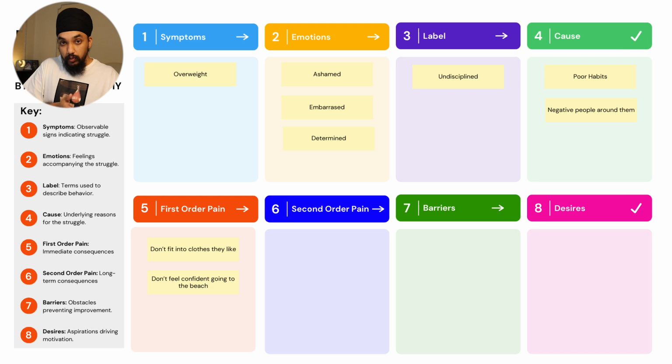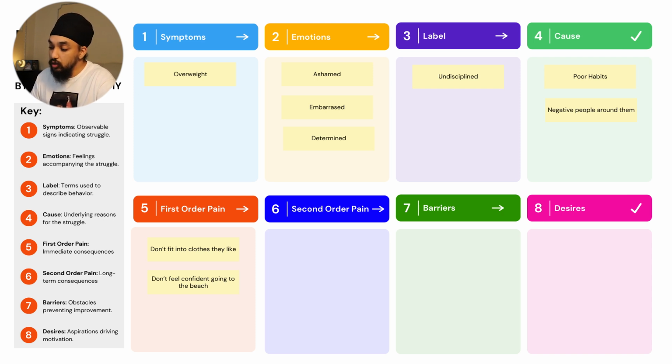What I think a lot of entrepreneurs don't do, that I try to pay more attention to, is what's the second order pain, okay? And the second order pain is like, here we've got long-term consequences. Maybe that could be improved a little bit in terms of the definition, but the second order pain is more on a deeper level. If I go and ask someone who's overweight about these symptoms, they can tell me about the emotions, the label, the cause. They can also tell me their first order pains. Often, people never have the conversation around what their second order pains are.